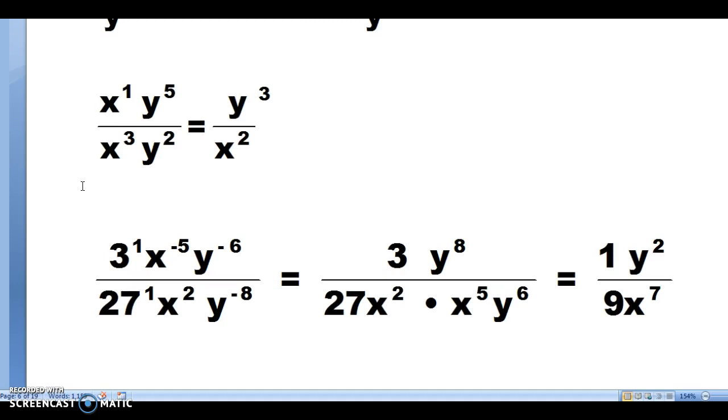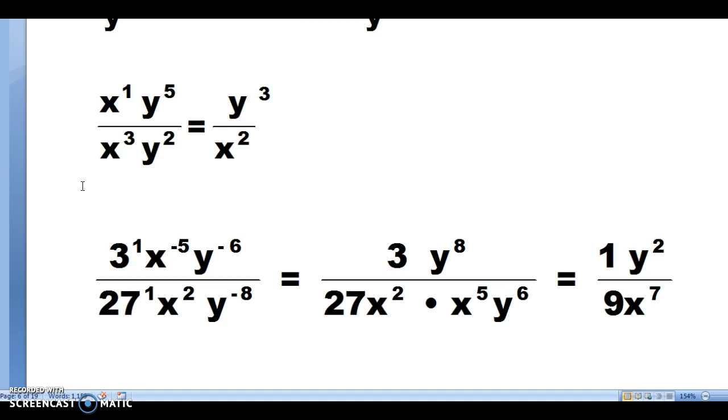On the last problem we have listed here, we have 3, which has an exponent of 1, and 27 with an exponent of 1, so 3 27ths reduced to a fraction would be 1/9. We divide the 3 by 3, which gives us 1, and 27 divided by 3 gives us 9, so that's the fraction part of it. Then we have x to the minus 5th. I'm going to work this one a little bit differently, and get rid of that negative exponent, taking it to the bottom, so it becomes x to the 5th.